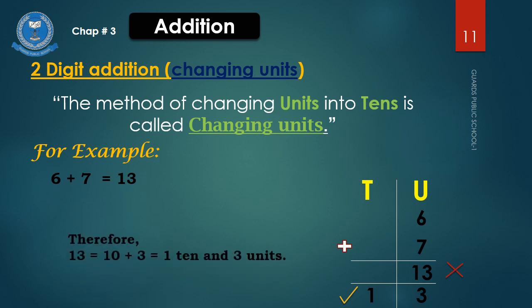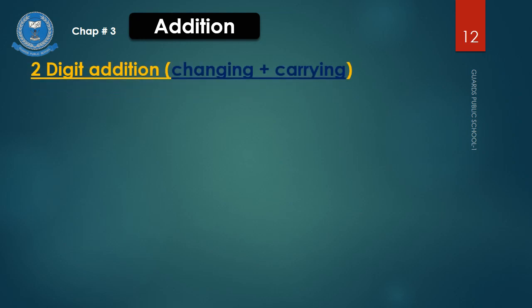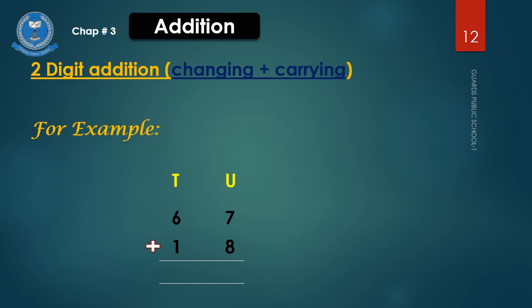Therefore, 13 is equal to 1 ten and 3 units. Students, in this slide we will also learn carrying with changing numbers. Now, let's see an example. If we have 2-digit numbers 67 and 18.